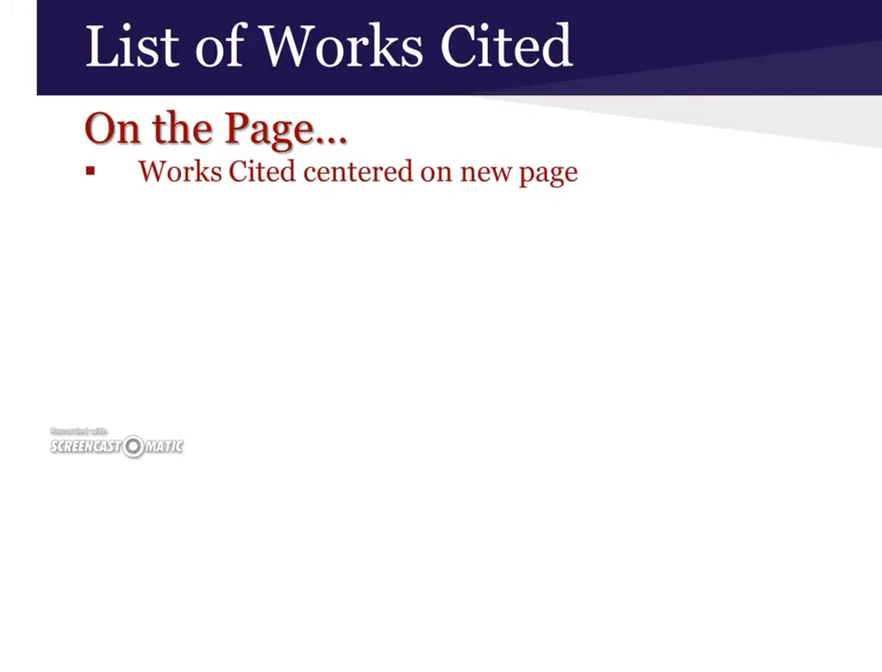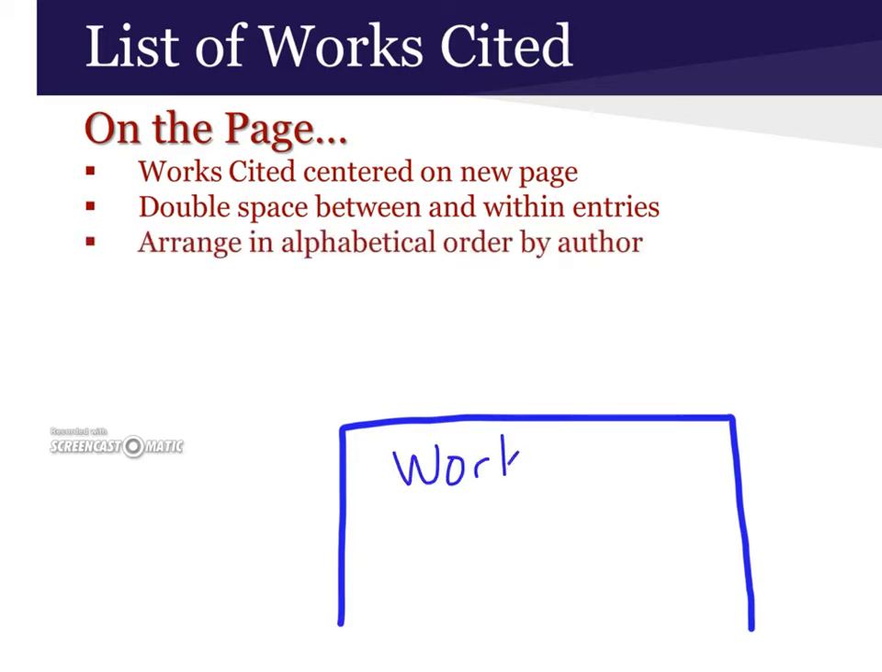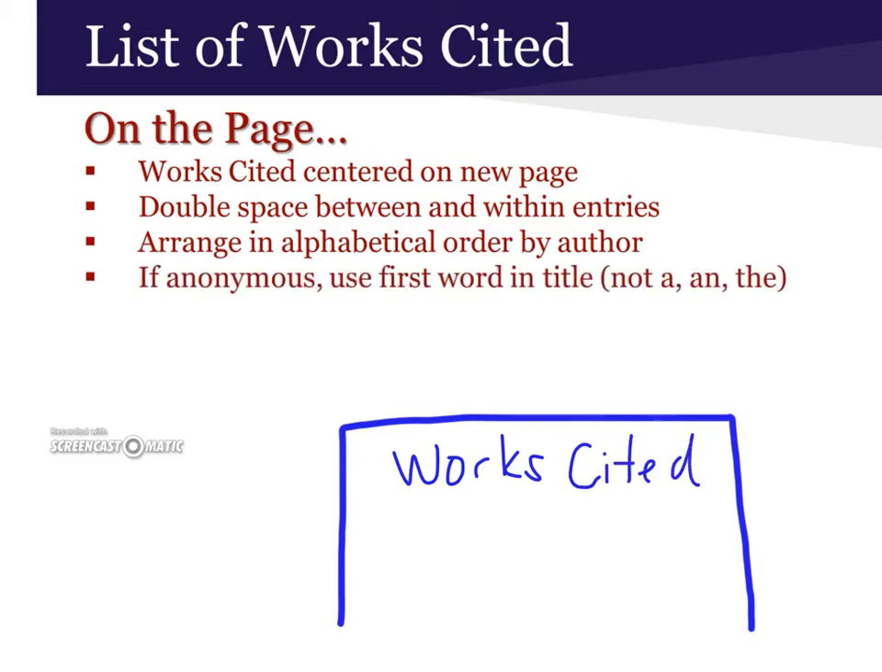after the end of your paper. You're going to double space between the title and the first entry, and then double space the entire list, both between and within entries. You're going to arrange your entries in alphabetical order by author's last name. If you use an anonymous source, you're going to alphabetize by title, ignoring words like an, a, and the.